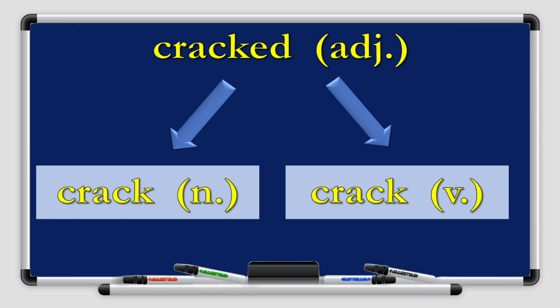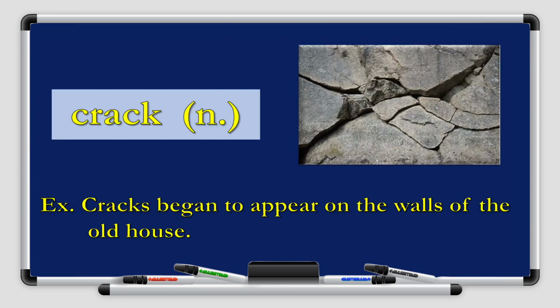Sir, how can we differentiate if the word is a noun or a verb? You have to look at the sentence itself to figure out if this word is used as a noun or as a verb. The noun crack is, as you can see in the slide, cracks began to appear on the walls of the old house. The cracks on the wall. So this is a noun. It is not a doing word. It is not an action.